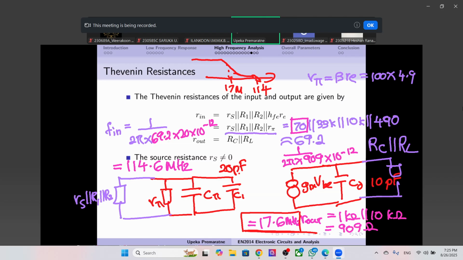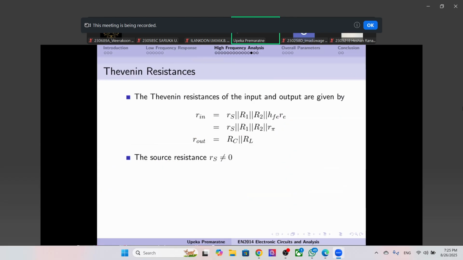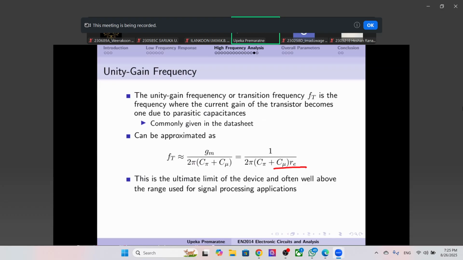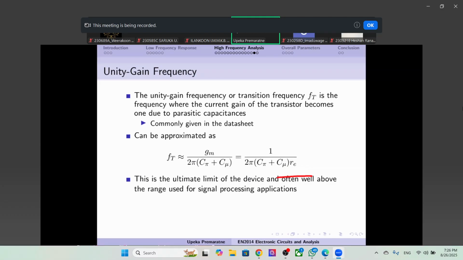And finally, the transition frequency or unity gain frequency, right? The unity gain frequency over here. So it's going to equal how much? 1 divided by 2 pi C pi.